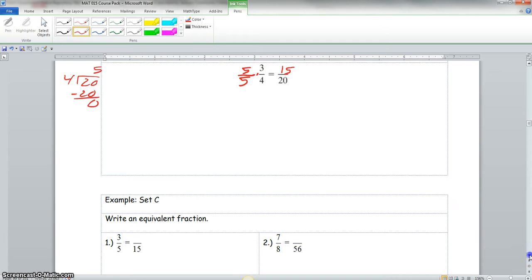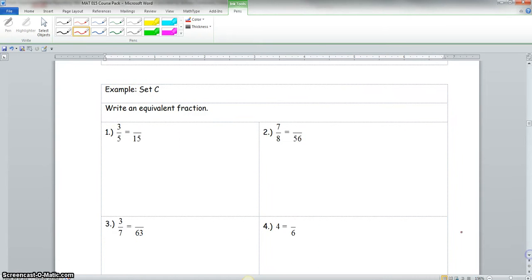Now let's use this same method with the rest of these problems. So we have denominators here. So we'll take 5 and a 15. And we know that goes 3 times. So we had no remainder. So what we're going to do is, we're going to take 3 over 3 and multiply by this 3 over 5. And that would give us 9 over 15. So our answer here would be 9.